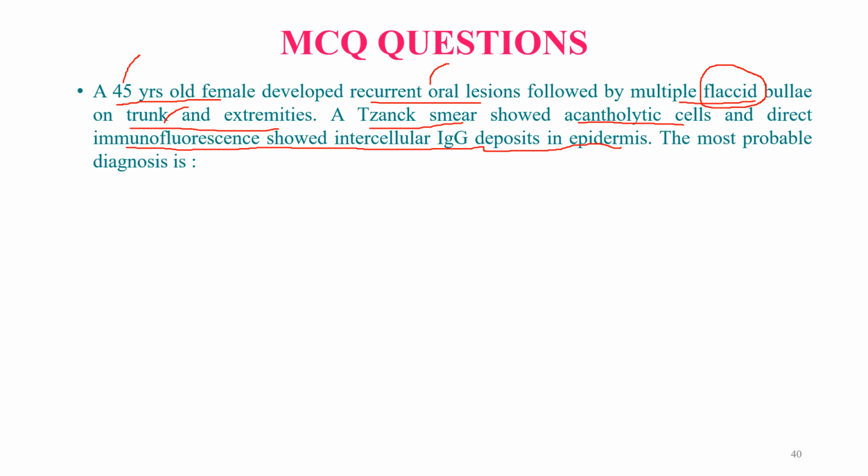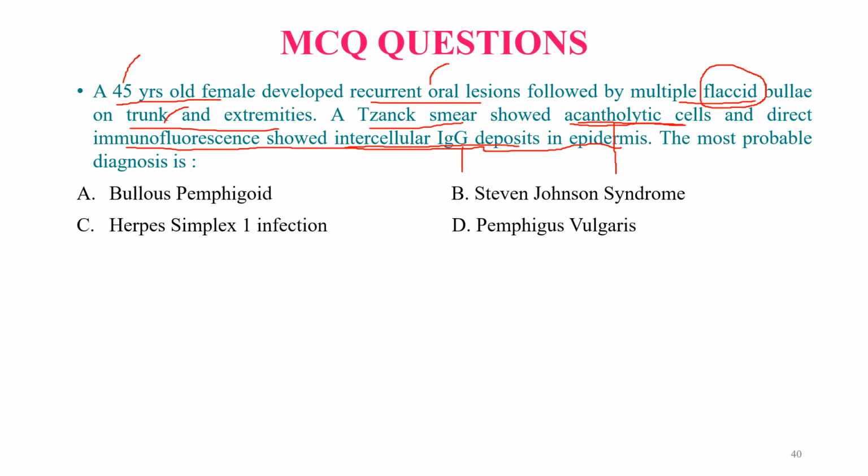And then Tzanck smear showed acantholytic cells. And direct immunofluorescence showed intercellular IgG deposits. This means it is an autoimmune disease. And acantholytic cells means disruption in the intercellular desmosomes. So the answer is Pemphigus vulgaris. Okay. So now we try to solve this in a reverse manner by seeing the options.